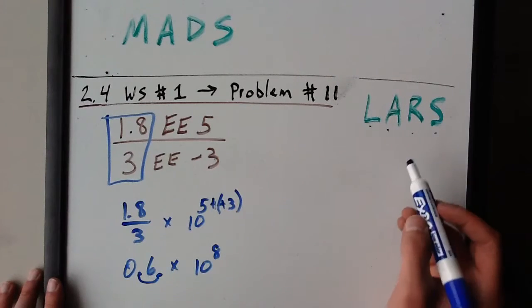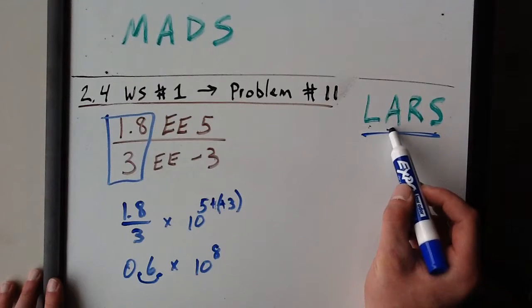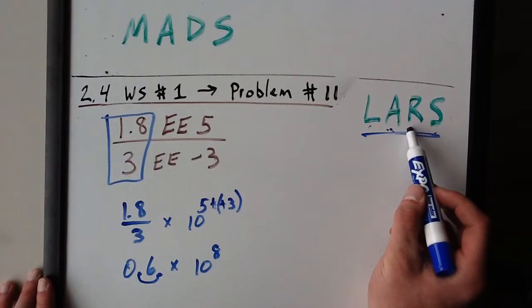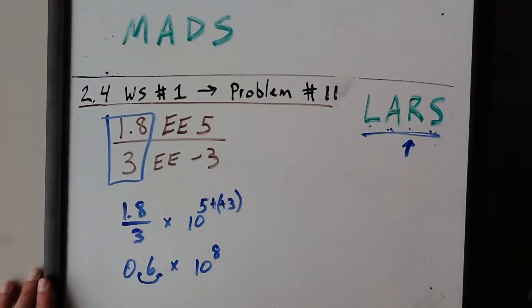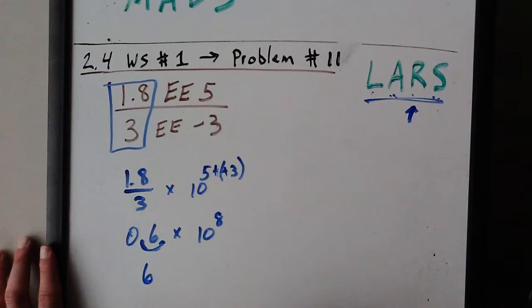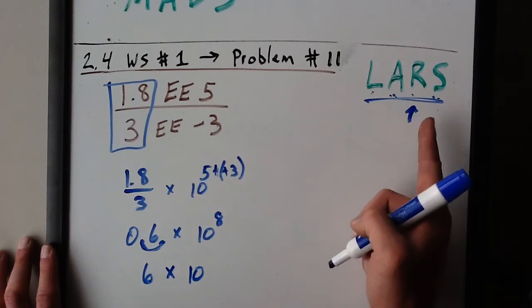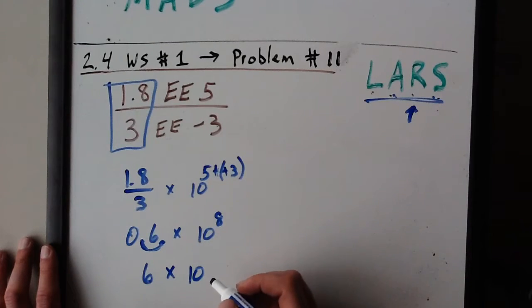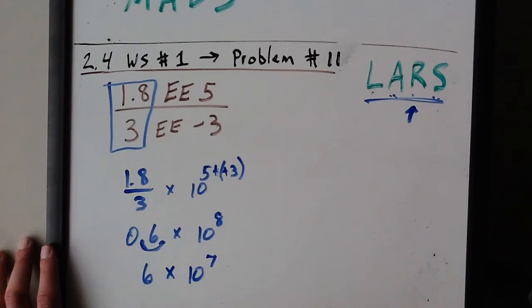Okay, now if I move my decimal to the right, again we're using LARS here. To move the decimal left, you add to the exponent. If you move the decimal right, you subtract from the exponent. So since we're moving it right here, I need to subtract from the exponent. So I move the decimal one place to the right. This becomes 6, or you could write 6.0, either way. 6 times 10 to the, not 8, I'm going to subtract 1 from it since I went one place to the right. So 8 minus 1 is 7. So my final answer here is 6 times 10 to the 7th.